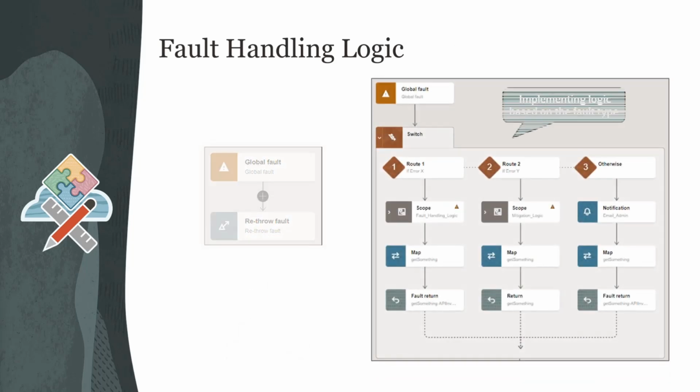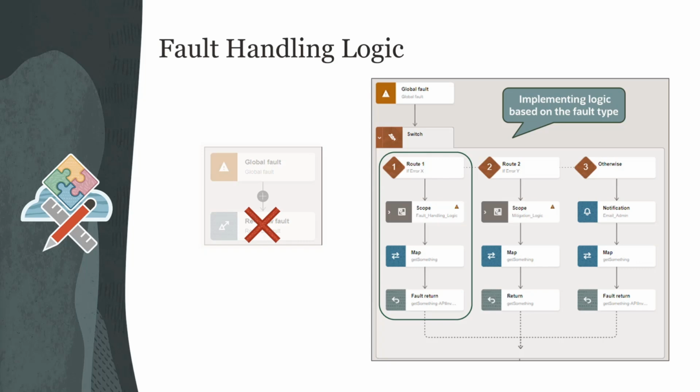Over here in this scenario, we have a more sophisticated example of using conditional logic within the global fault handler. After deleting the rethrow fault action, we added a switch action, which allows us to implement error handling logic based on the type of fault that has occurred. The first route has specific fault handling logic for error X, followed by mapping a specific fault return message back to the client of the integration.